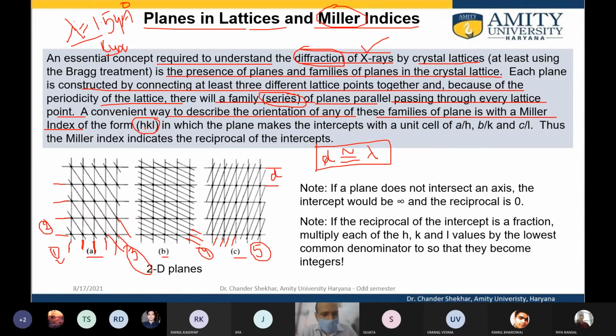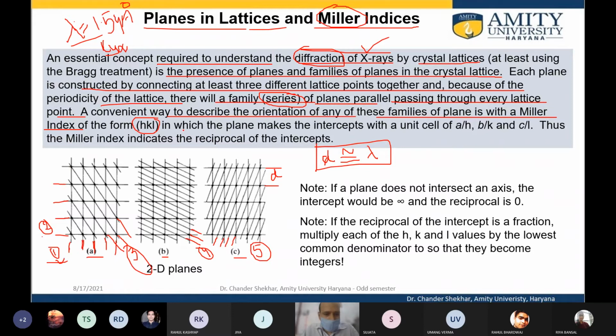So we'll determine these 3 numbers corresponding to a plane, which will uniquely identify a plane and a family of planes. That means for all the parallel planes, whether it is number 1, 2, 3, 4 or 5, all the planes in a family will have the same Miller indices. So having Miller indices means we identify the planes collectively by using the Miller indices.